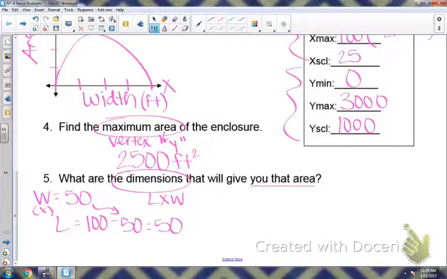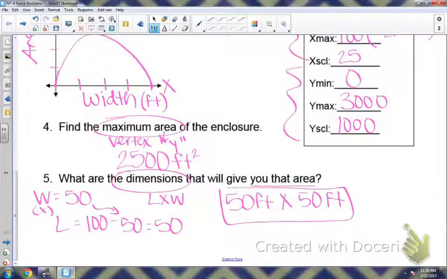When you're listing out your dimensions, you need to write it in this form. So 50 feet by 50 feet. Now, when you're writing it, it's not always going to be the same. I like for you to write the largest one first, which would represent your length, so length by width. That's what it meant by finding your dimensions. So you have to find the x value of the vertex first, which is your width, and then 100 minus whatever you found that width to be should give you your length, which was 50.